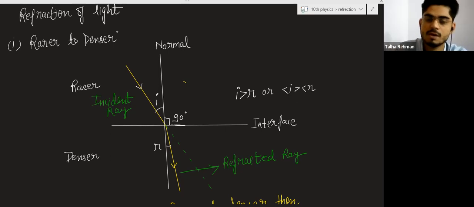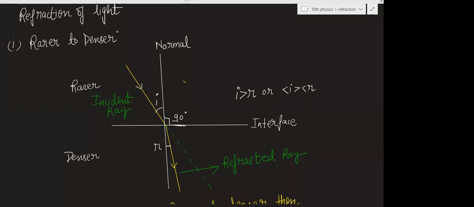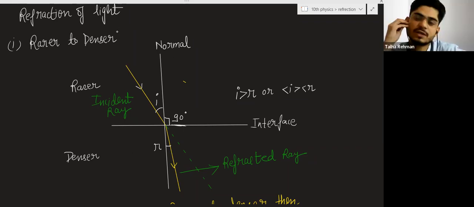Because this light ray is bending towards the normal, this angle will be less. But in case of reflection, we have seen that the incident angle and reflected angle always remain the same. Here the angle changes. But I will show you a case where the angle of incidence will be equal to the angle of refraction.